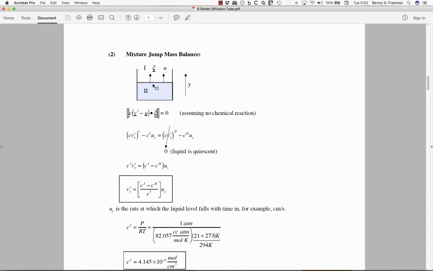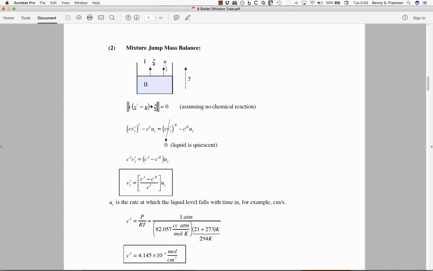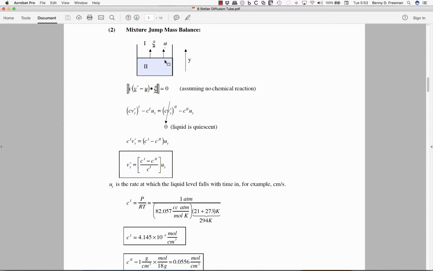And this situation is going to be somewhat different from the catalytic surface jump mass balance, in the sense that there's no chemical reaction, and now the interface is going to be moving. The liquid vapor interface will be moving in the negative y direction. As the water evaporates, that liquid vapor interface is going to fall, and that means that U in this case does have a finite and, in this case, negative value.